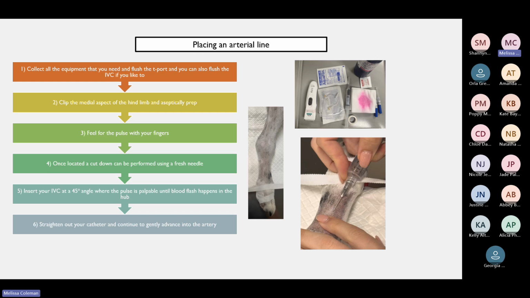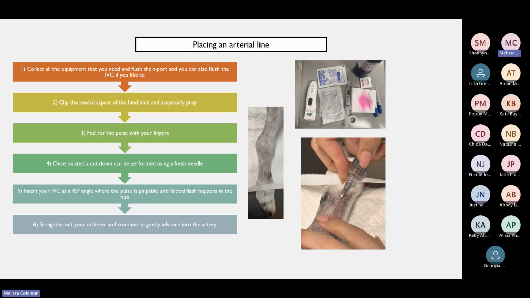Feel for the pulse with your fingers, not your thumb. Your thumb has its own little pulse, so you don't want to be feeling your pulse and not the animal's pulse. Then once located, the artery walls are quite thick, unlike veins. So it is nice to do a little nick in the skin with a fresh needle so that you don't blunt your catheter going through that skin.